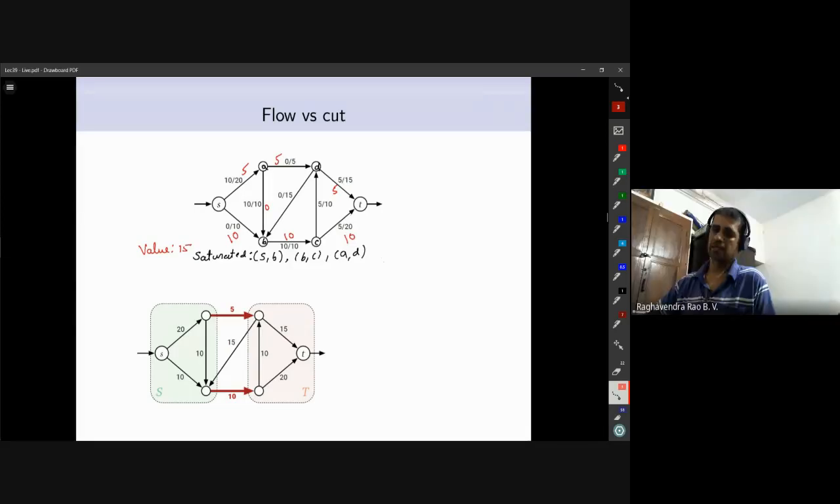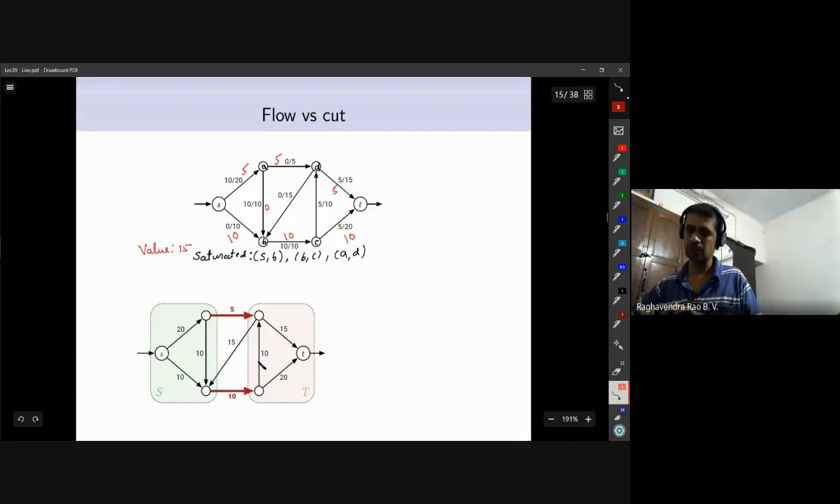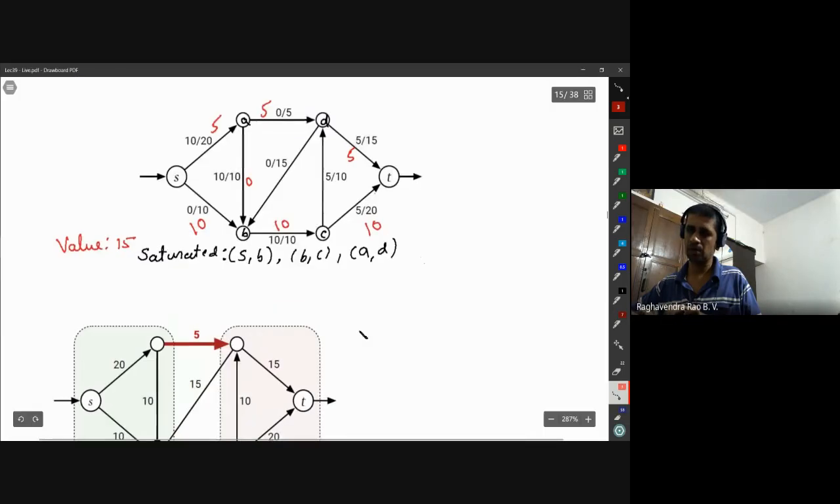Hello, sir. Yes. Could you zoom in that diagram, the below diagram? Oh, it's not visible, is it? Sorry. Is it better now?